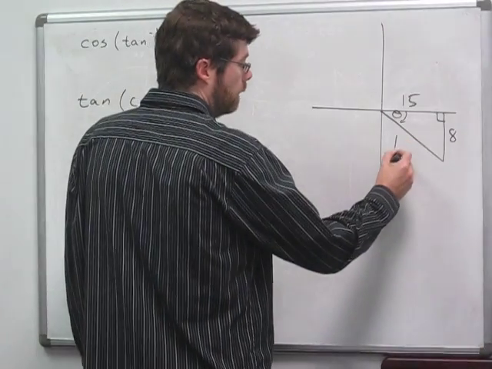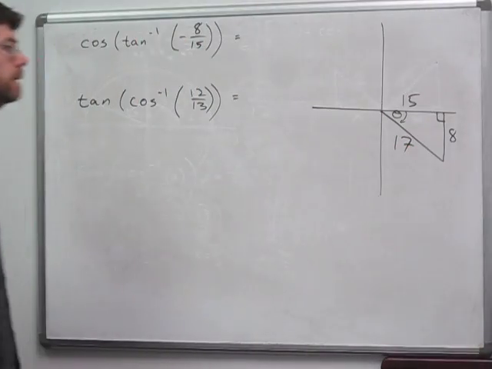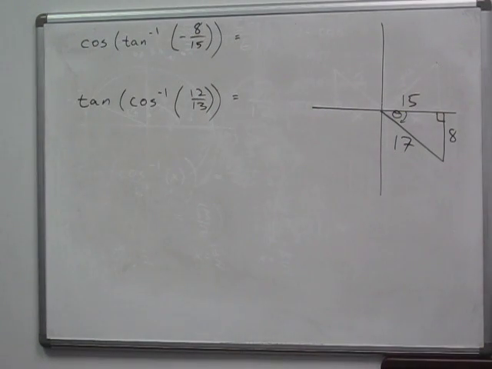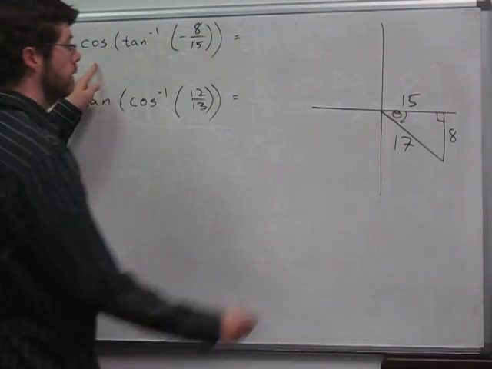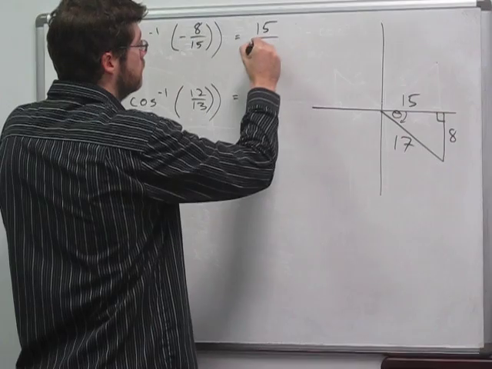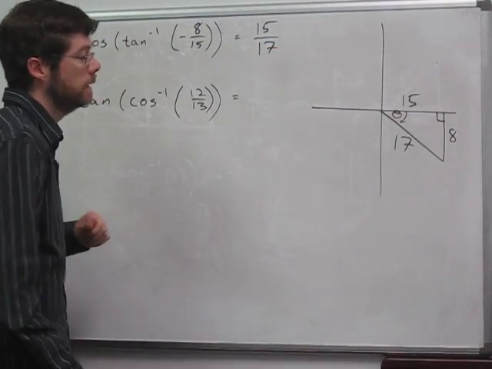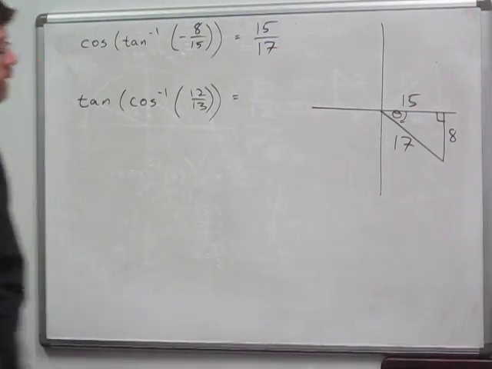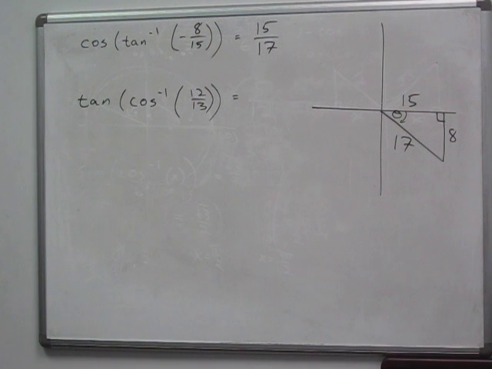By the Pythagorean theorem, my hypotenuse has length 17. And so the cosine of that angle is going to be 15 over 17, and it's positive, of course, because we are in the right half of the plane. Let's try the next one.